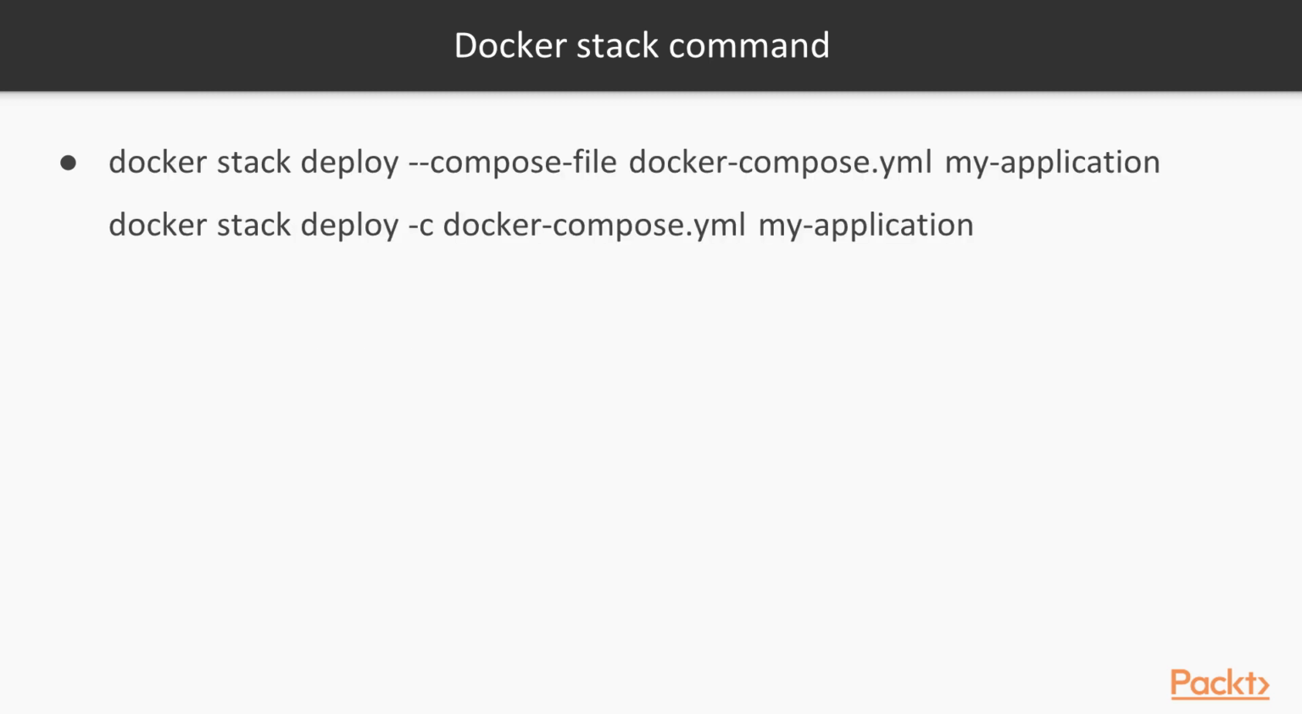Just to give you one idea, when we want to deploy a project, we are going to run the following command: docker stack deploy --compose-file. Then I will point to my compose file. In this case, the name is docker-compose.yaml, and then my application name. So this is the name of my stack. Or we can use the short way. Instead of --compose-file, we can just use -c and then the name of the file.